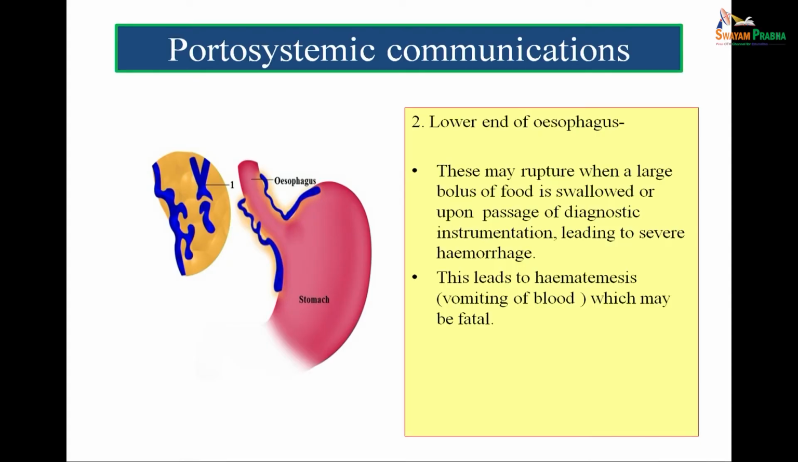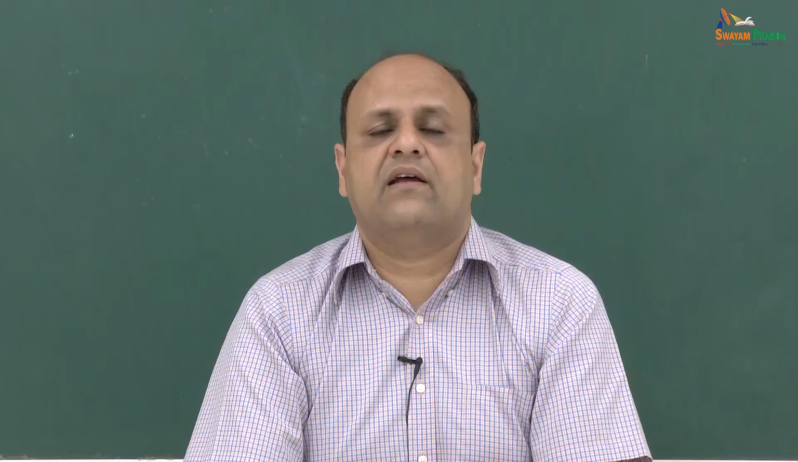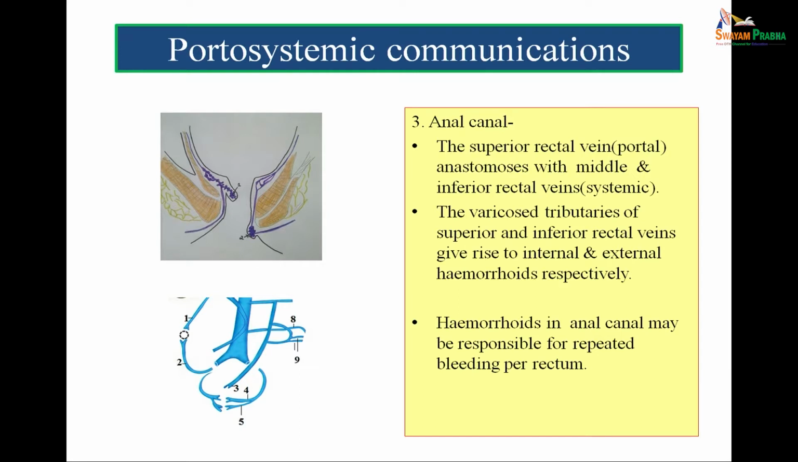Now, coming to the lower end of the esophagus, we see here the tortuous, enlarged and dilated veins in relation to the lower end of the esophagus. These may rupture when a bolus of food is swallowed or upon passage of diagnostic instrumentation, leading to severe hemorrhage. This leads to hematemesis or vomiting of blood, which can even be fatal. So, these conditions are very alarming and their anatomical basis needs to be understood. Now, here we can make out the portosystemic anastomosis in relation to the anal canal, the superior rectal vein anastomosing with the middle and inferior rectal veins.